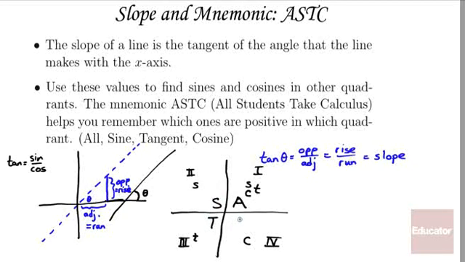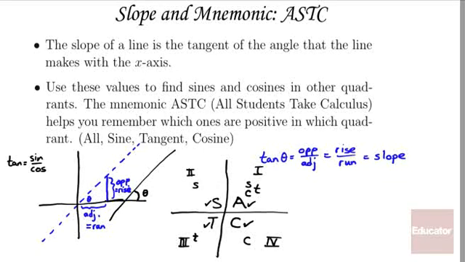ASTC, the way you remember that is all students take calculus. That stands for all of the sine, cosine, tangent functions are positive in the first quadrant. In the second quadrant, only sine is. In the third quadrant, only tangent is. And in the fourth quadrant, only cosine is.